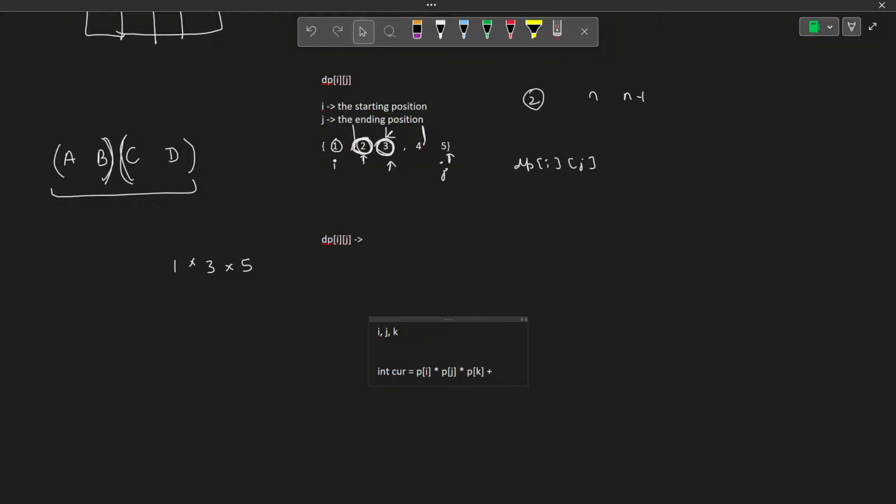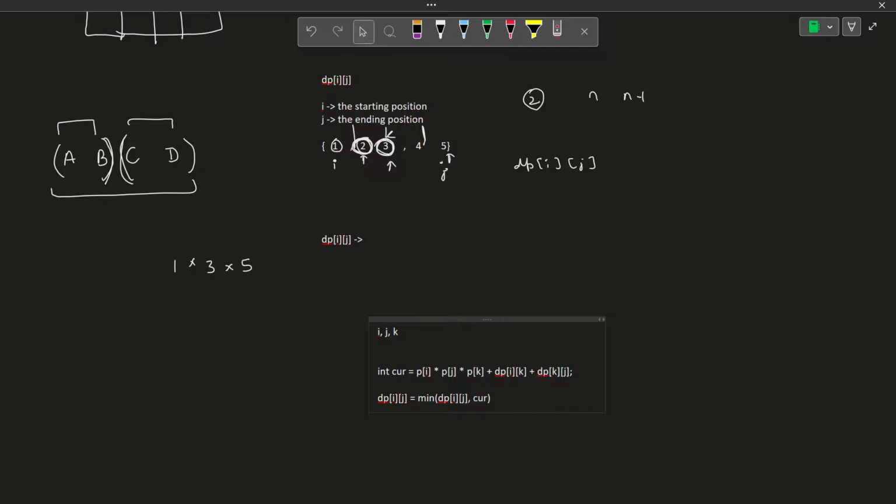Now this was the number of operations required in the last step, but you see I am dividing the whole problem into smaller problems. I have put down a bracket here, but I still don't know the answer. What is the answer for these two different parts? I have to consider them as well. So what I'm now going to do is add dp of I k plus dp of k j. So this is my current answer, and my dp of ij is going to be the minimum of dp of ij comma current.